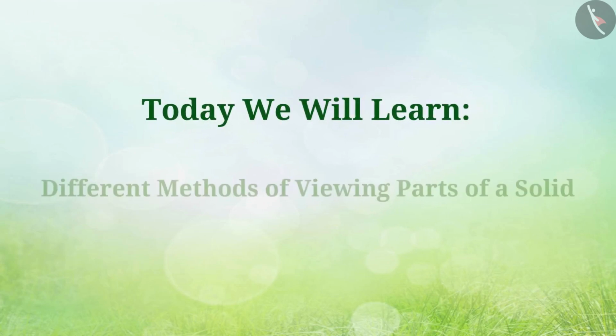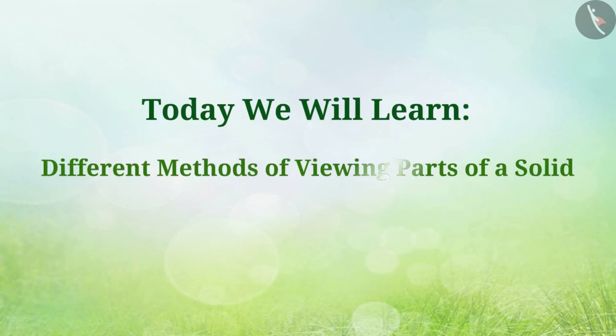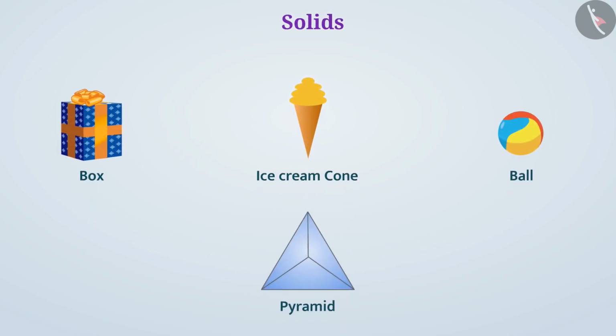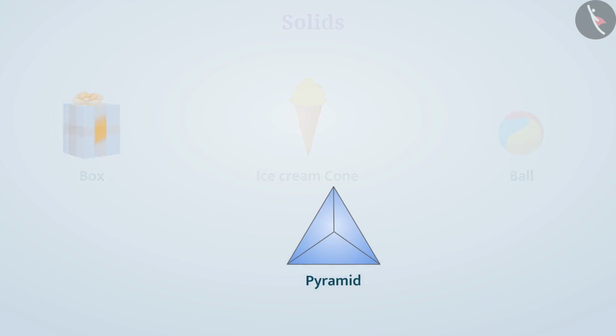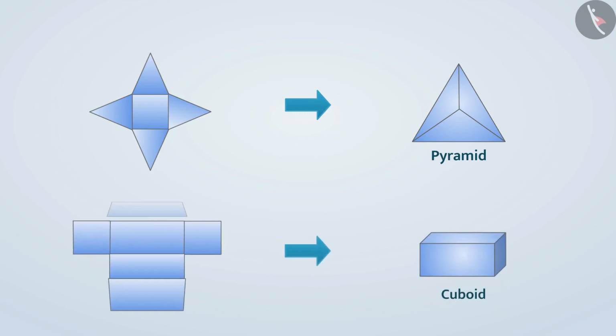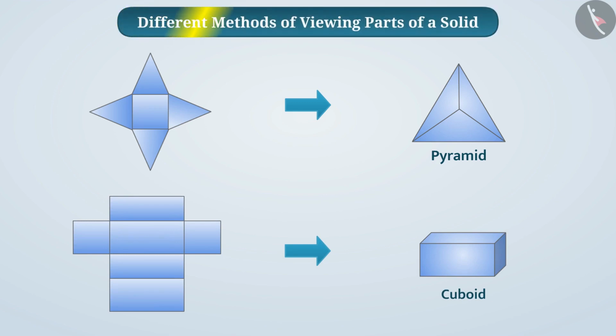Today we will learn about the different methods of viewing parts of a solid. There are many solids around us, such as boxes, ice cream cones, balls, pyramids, etc. These solids are made from different parts according to the size and shape. For example, a cuboid can be made with many rectangular pages. Today, we will discuss the methods with which we can see different parts of a solid.